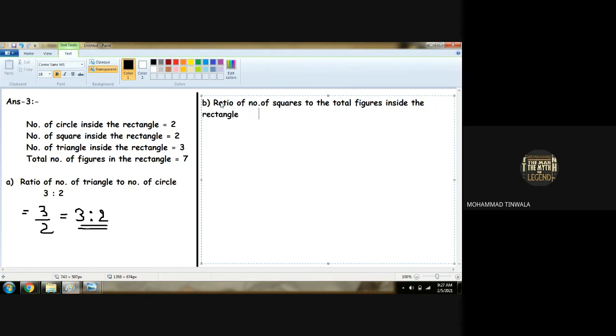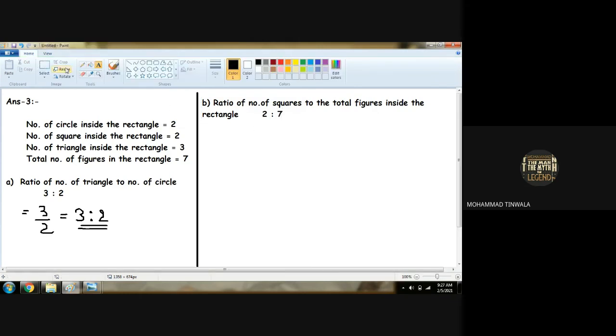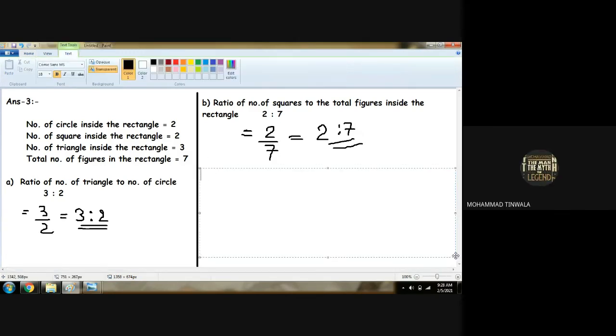Okay, so can I write number of squares are what? 2 is to total number of figures are what? 7. Okay, so can I write here 2 upon 7? Now we check whether 2 and 7 are divided by each other. No. So 2 is to 7 is the answer itself for the ratio of this. Understood? Yes.